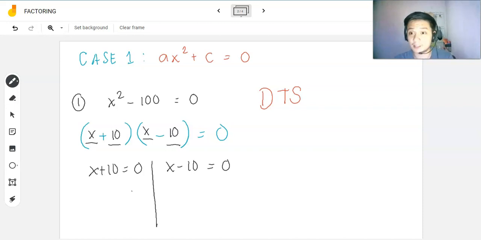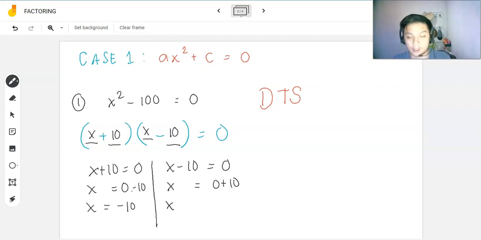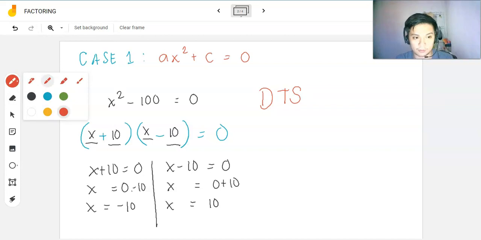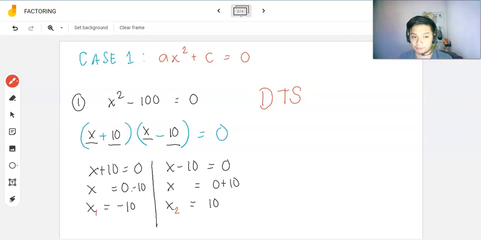So, mag-transpose na lang tayo para mas mabilis. So we have x equals 0 minus 10. It means x here is equal to negative 10. At tapos na to. Ibig sabihin lang yan, one of the roots of this given quadratic equation is negative 10. And then from this second linear equation, we have x equals 0 plus 10, which means x, the other value of x in this given quadratic equation, is positive 10. So dahil dalawang magkaiba yan, we can just make use of subscript. So we have x sub 1 equals negative 10 and x sub 2 equals positive 10.